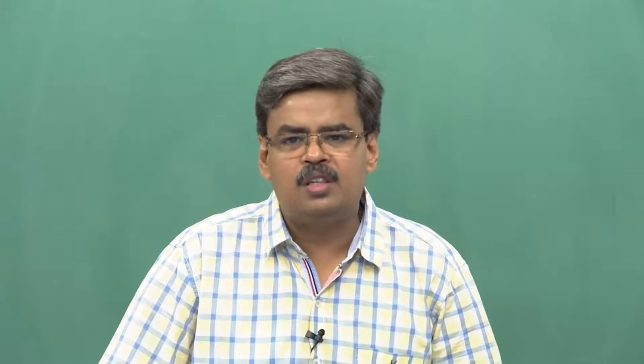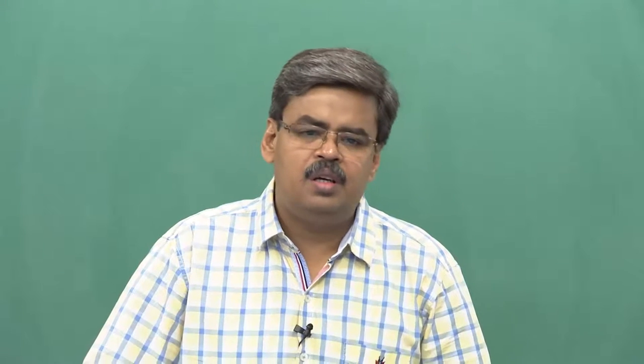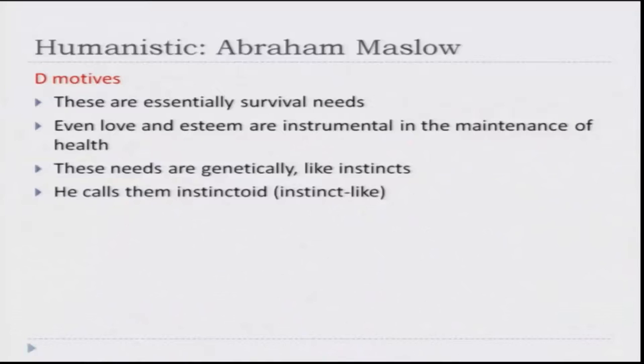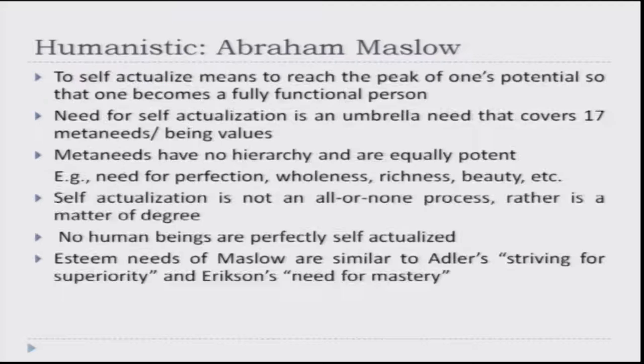A little later we will look at the exhaustive list of meta needs. Two interesting things Abraham Maslow proposed. Basically he said that these D motives are essential for our survival. They are basically the survival needs, no? The need to satisfy your physiological needs, safety, security, belongingness, okay. All of them serve the purpose of survival. Even the need for affiliation, love and esteem are instrumental in maintaining your mental health as well as your physical health, okay. So, they all serve the survival function. Now, all these needs, okay, are basically genetic. The D motives are genetic, they are like instincts, okay. And in fact, Abraham Maslow went to the extent of using a word, instinctoid, okay, instinct-like. This is what he meant by this word.